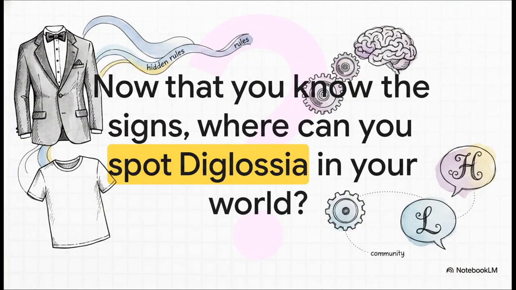So there you have it, the tuxedo and the t-shirt, the high and the low. Once you understand these hidden rules of diglossia, you really do start hearing language in a whole new way. So the final question is for you. Think about your own community, your own world. Can you spot the unwritten rules? Where's the H and where's the L?